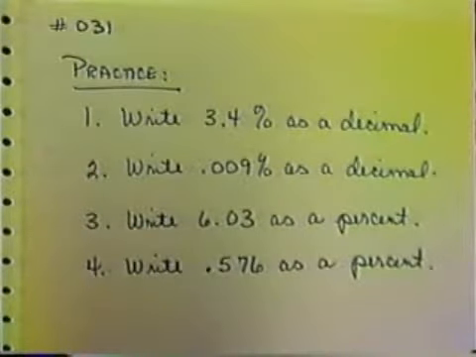Remember, to change a percent to a decimal, we divide by 100%. To make a decimal a percent, we multiply by 100%. Stop the tape, do the problems, and then come back and check your answers.